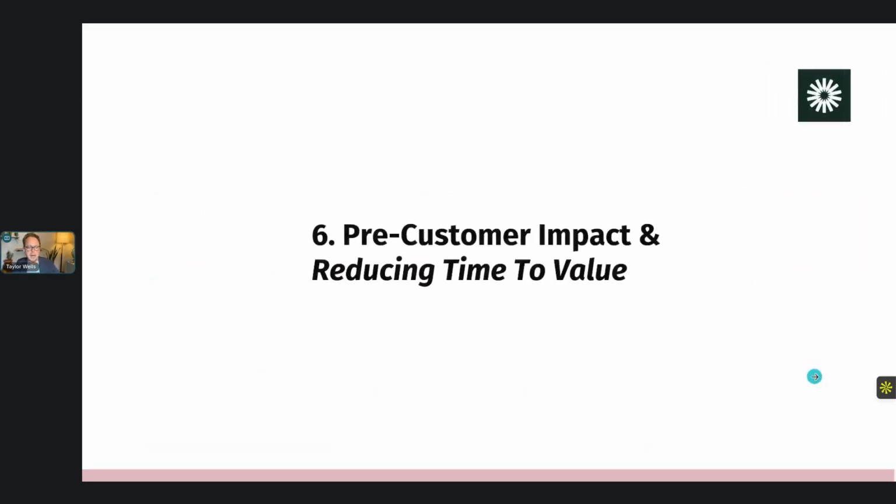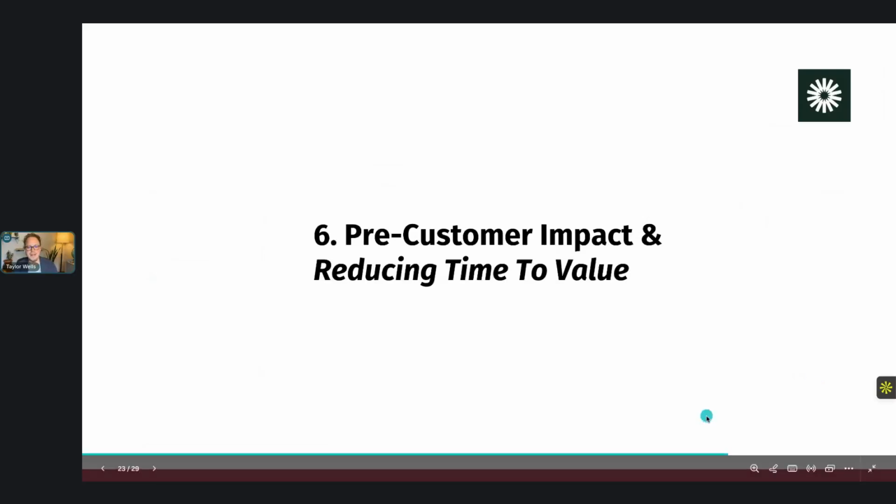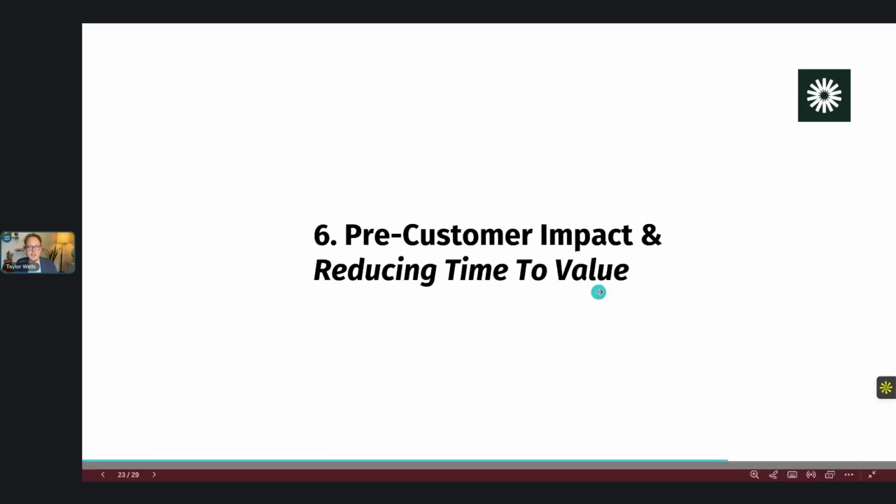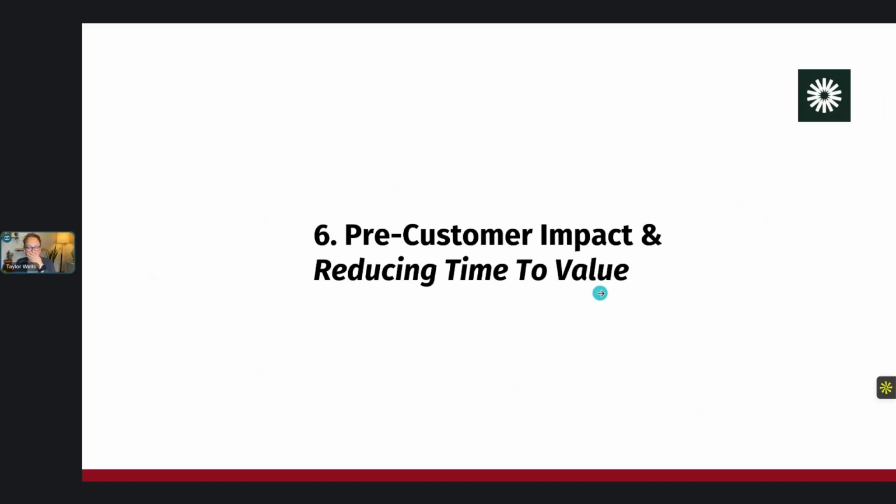Awesome. We've got about 9 minutes left here, and I'm going to talk through my second to last point, which is pre-customer impact, or reducing time to value. This is the other strategy. If I were to think about any of my demand gen strategies, I would think about two things: how do I integrate relationships, and how do I integrate pre-customer value, ultimately reducing the time to value.